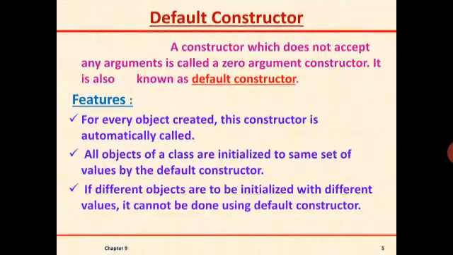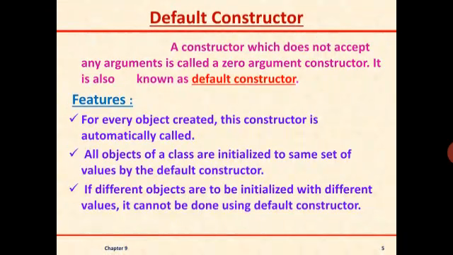So what is a default constructor? A constructor which does not accept any arguments is known as a default constructor. Means it will not have any variables. Such a type of constructor we call a default constructor. One more name for default constructor is zero argument constructor, because it doesn't have any arguments, hence the other name is zero argument constructor.